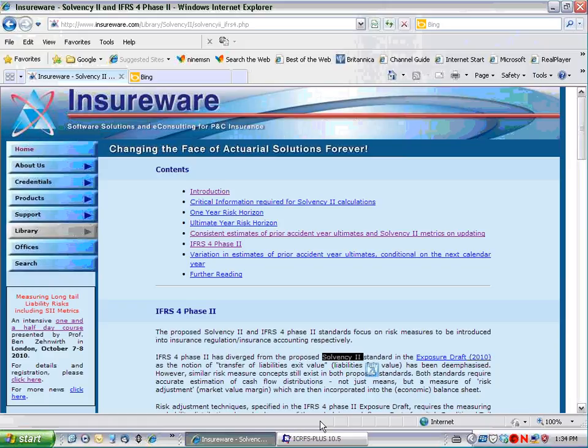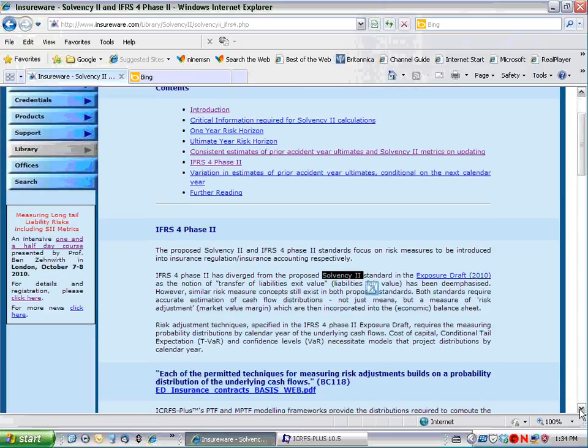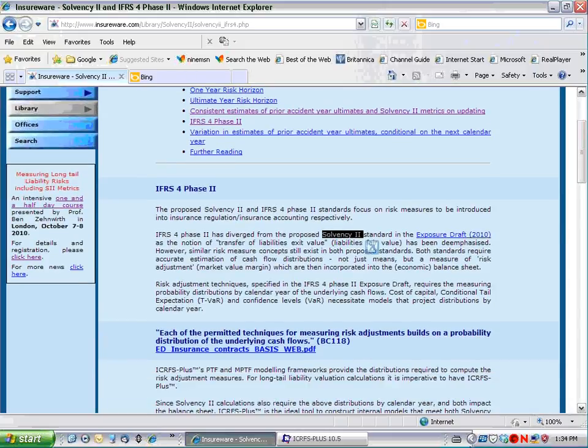SCR, risk margins for the Solvency II 1-year risk horizon. We'll conduct similar calculations in video chapter 5.7 for the ultimate year risk horizon.